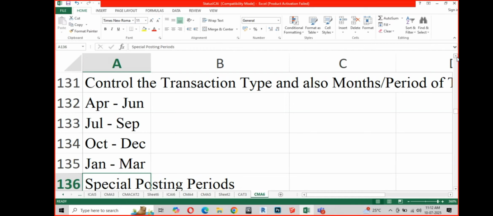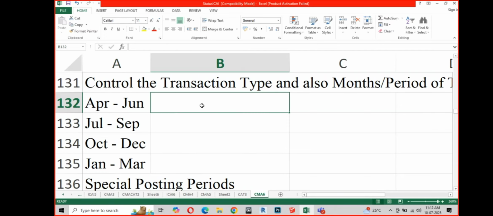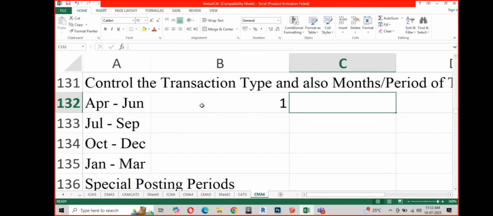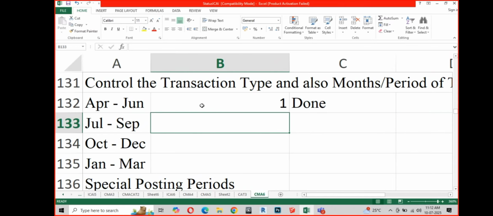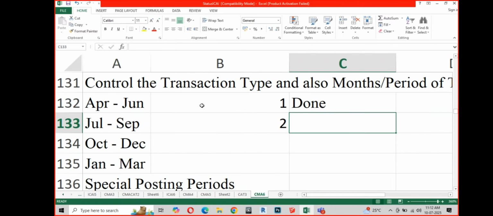Now I have finished with the first quarter, right? April to June is over. So quarter 1 is over. Done. I have closed my books of accounts for April, May, and June, first quarter. I am in the first period of the second quarter, quarter number 2. Now, if I receive a transaction pertaining to the previous quarter, will the system allow me to enter the transaction in the previous quarter?